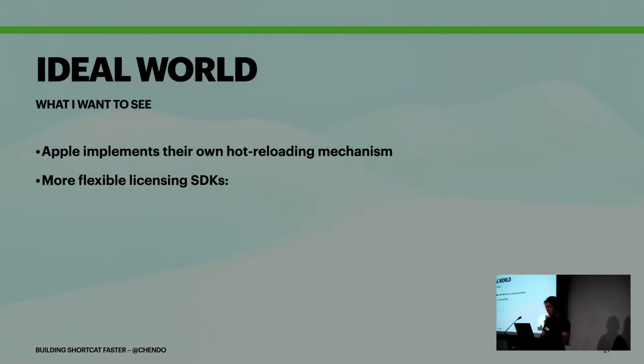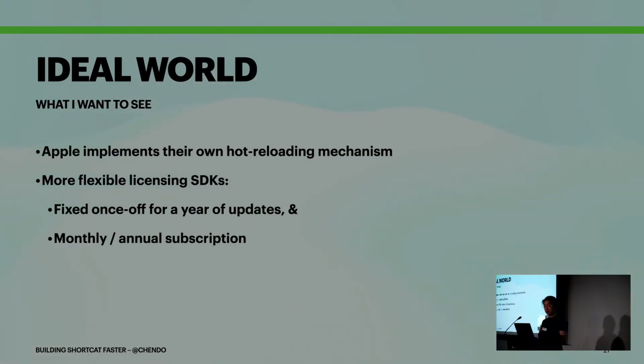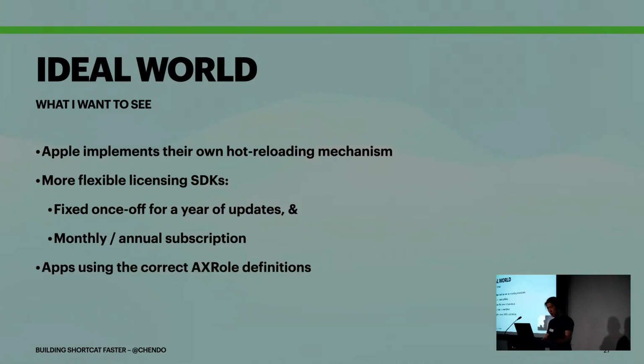I want to see more flexible licensing SDKs that aren't Apple's, because they charge 15 to 30%. Mostly I want to see the ability to have a fixed one-off purchase for a year of updates alongside monthly and annual subscriptions, so I can eventually make money off both the people who hate subscriptions and the people who love them. I would also like to see apps using the correct AX role definition. This is kind of like the traits thing that you would have seen in Tony's talk.